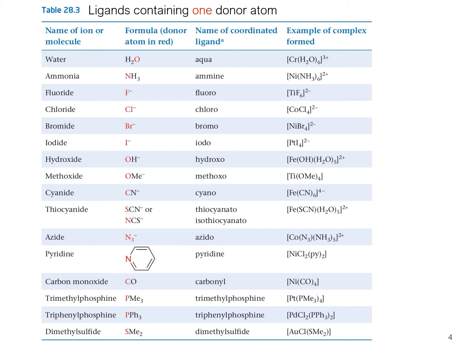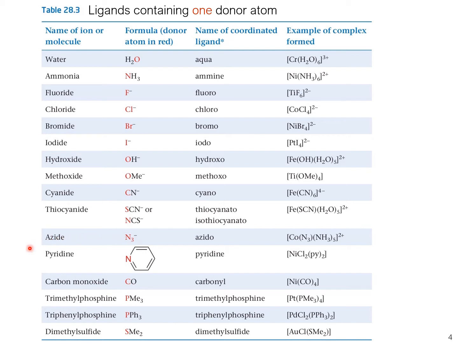And I've got quite a few examples on this table that's taken from the textbook. So you've got things that we've seen already with water and ammonia. The formula is shown here, and the donor atom's in red. So whichever atom is red has the lone pairs on it that will coordinate to the metal centre. So we've got water, ammonia, the halogen anions, hydroxide.